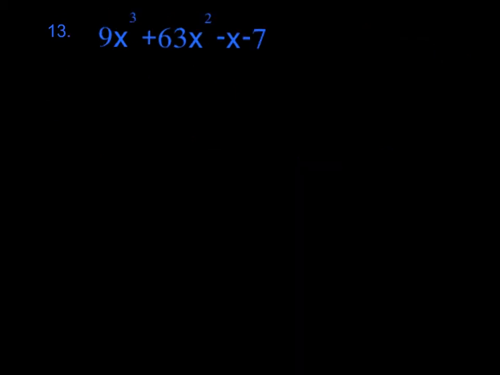Alrighty, so number 13, we are starting here with an expression that represents the volume of a rectangular prism. Now, let's remember what the formula for volume is. Volume of a rectangular prism is the length times the width times the height, right? So we're going to do kind of what we just did in 11 and 12. The only difference is instead of getting two factors, we should end up getting three.